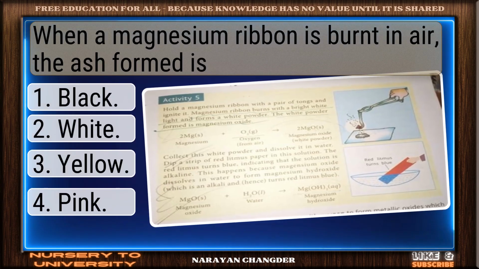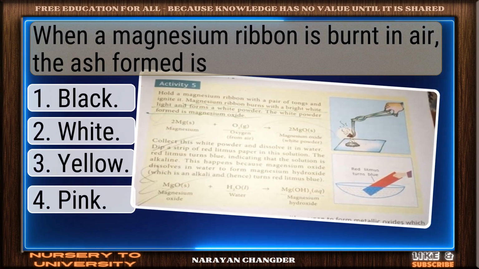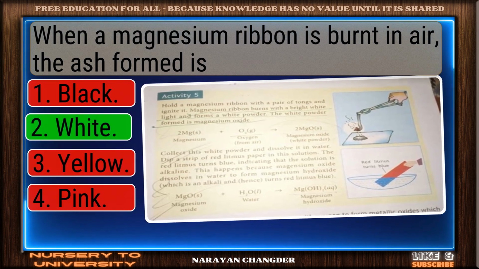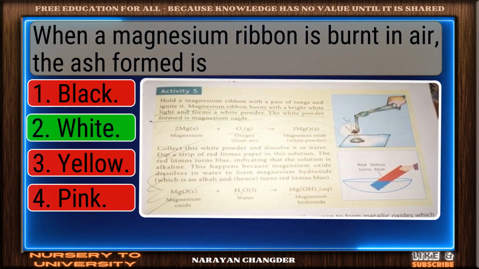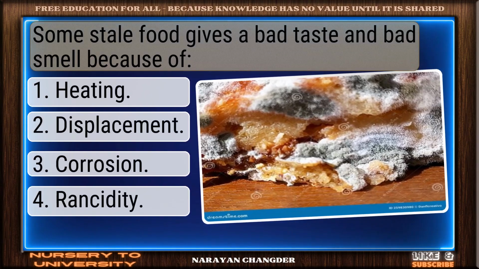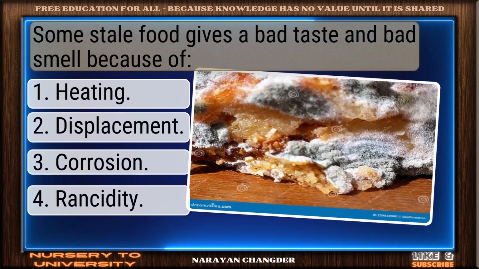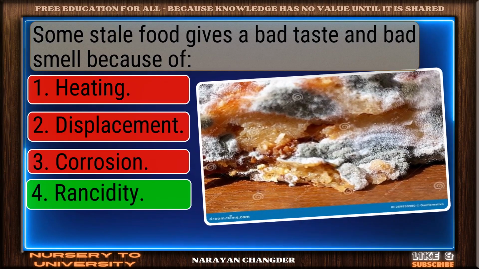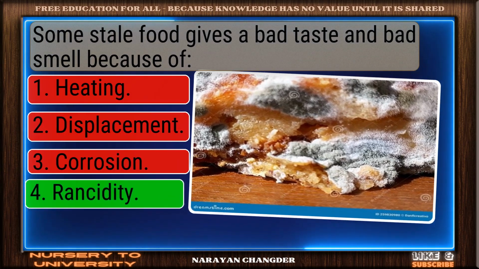When a magnesium ribbon is burnt in air, the ash formed is. Strong choice. White is right. Some stale food gives a bad taste and bad smell because of. Smart move. Rancidity is accurate answer.